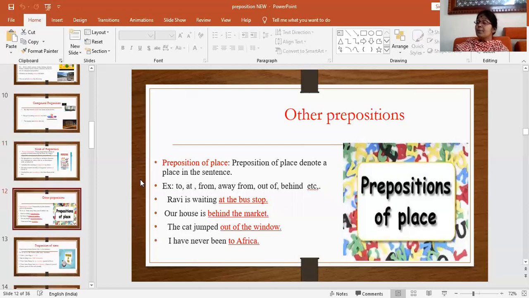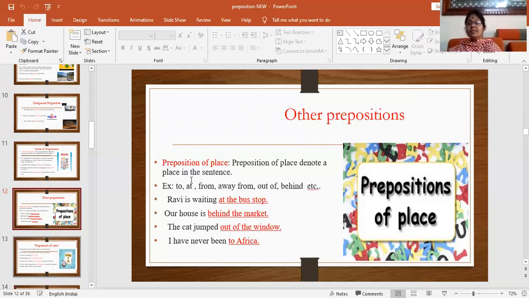Now, there are other prepositions other than compound prepositions, phrase prepositions, and simple prepositions. There are other prepositions also, and one is preposition of place, right? Preposition of place denotes a place in a sentence. Example: to, at, from, away from, out of, behind, etc. are a few examples. Now let us see how we will use these prepositions of place.